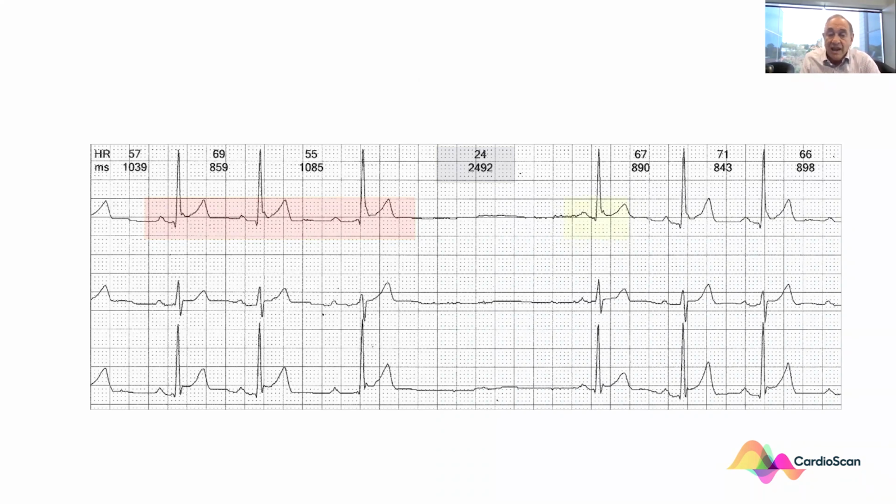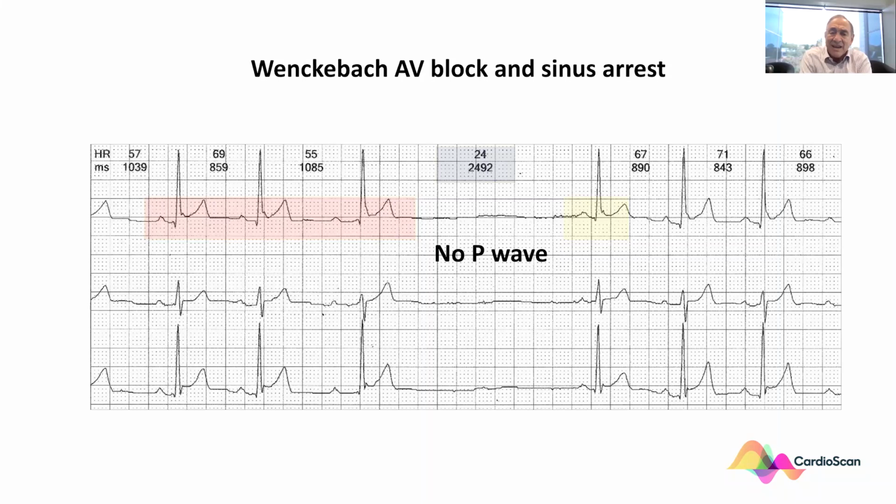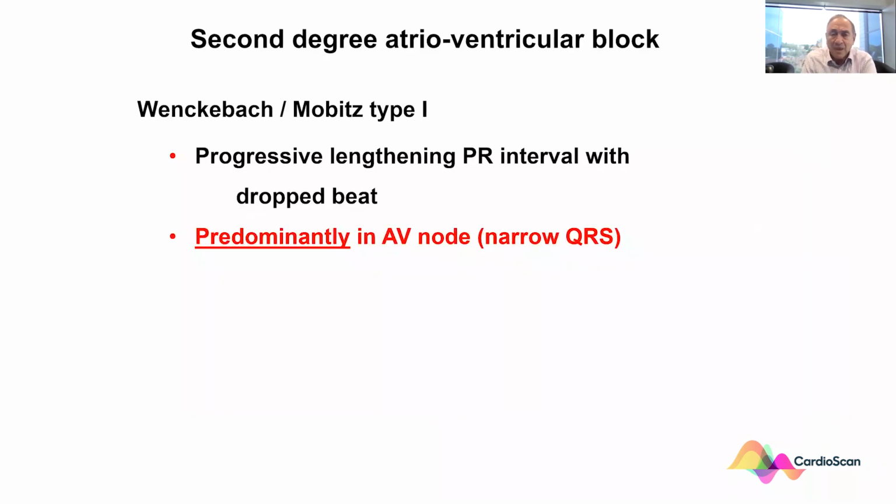So this looks like a perfect Wenckebach AV sequence, but note that there is no P wave here. This is in fact Wenckebach AV block and sinus arrest. The two are actually fairly common in the young person.